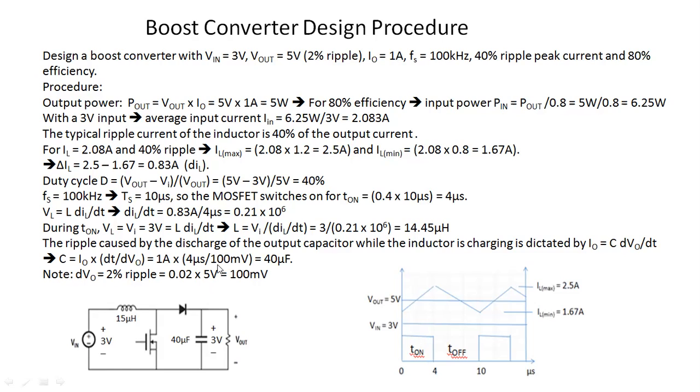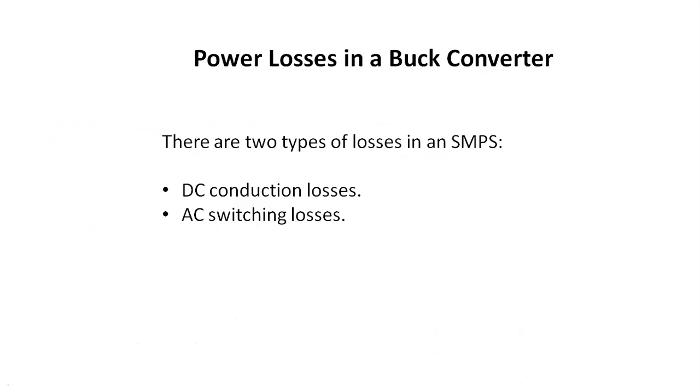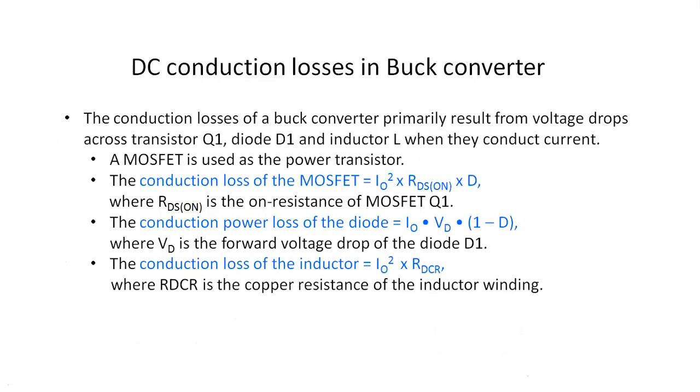But if the calculation is very easy and you are only supposed to find any one value, at that time you can draw the timing or wave diagram, the waveforms for this boost converter. Okay, so here we are saying there are power losses in the buck converter. These are of two types: the AC switching losses and the DC conduction losses. So here we can look at the DC conduction losses.